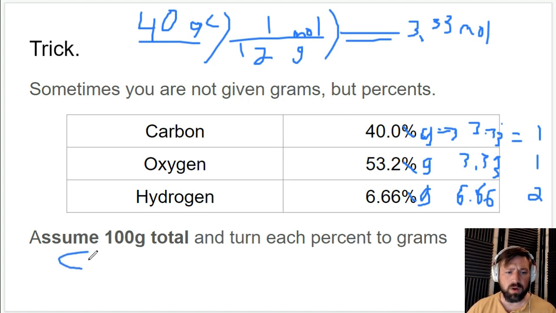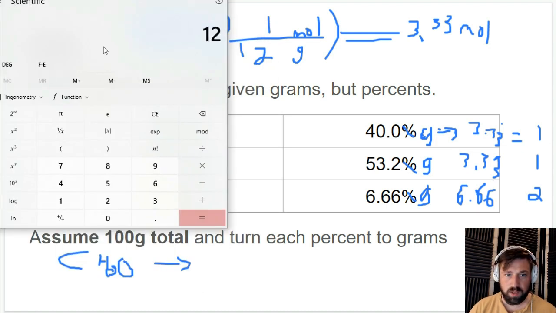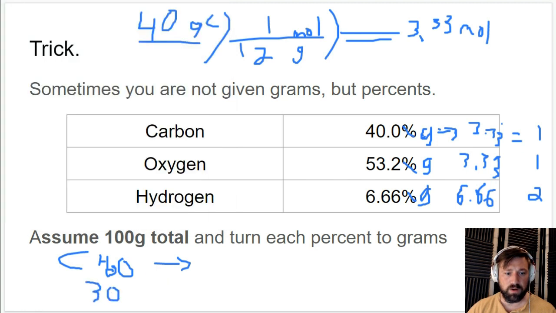But how do you go now from this empirical formula to the molecular formula? So what we can do is figure out the molecular weight of this guy. So the molecular weight of this is going to be, for carbon, 12. For hydrogen, it's 1, but there's 2 of them. And then oxygen is going to be 16. The molecular weight of this guy is 30.